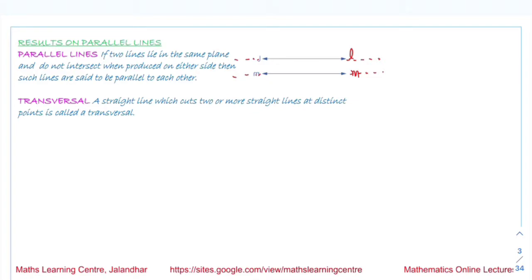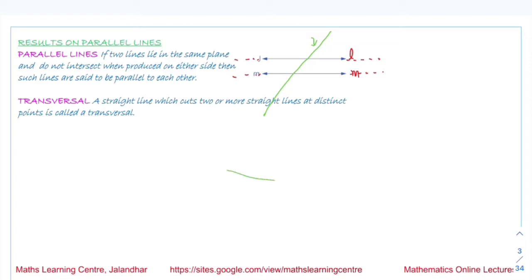Next is the definition of a transversal. A transversal is a straight line which cuts two or more straight lines at distinct points. So we are saying these two lines are there. If this line cuts them here, then this line is called a transversal.